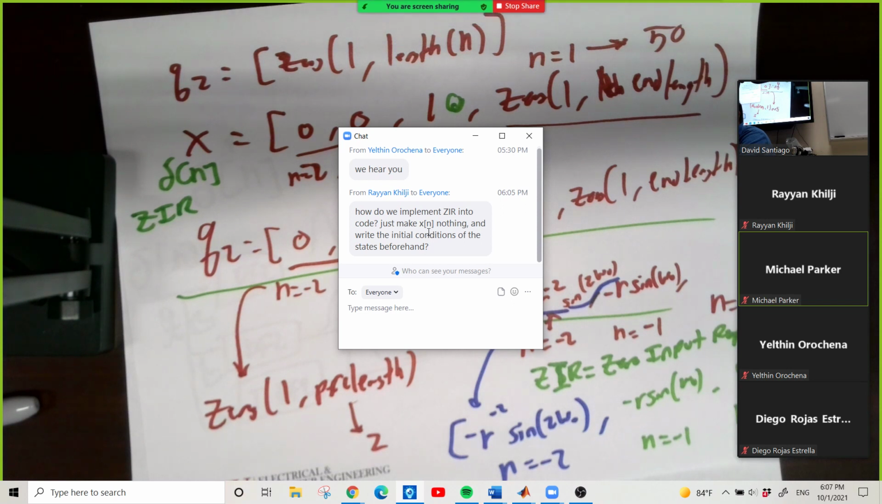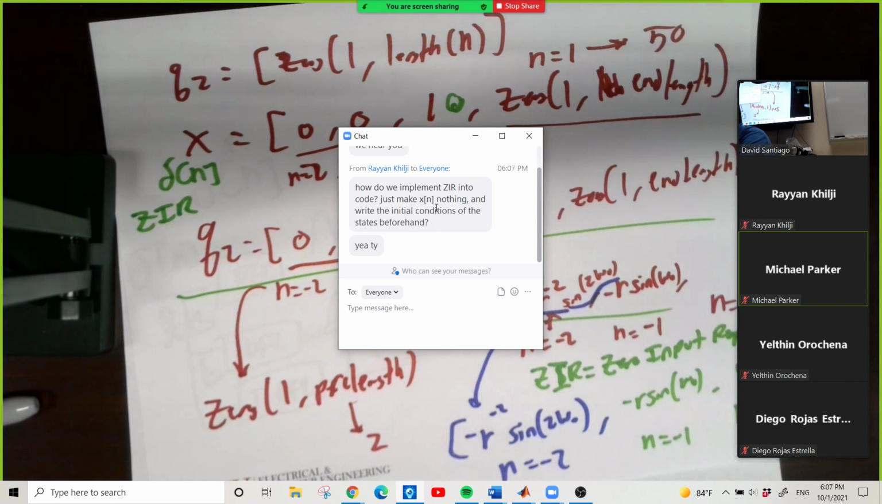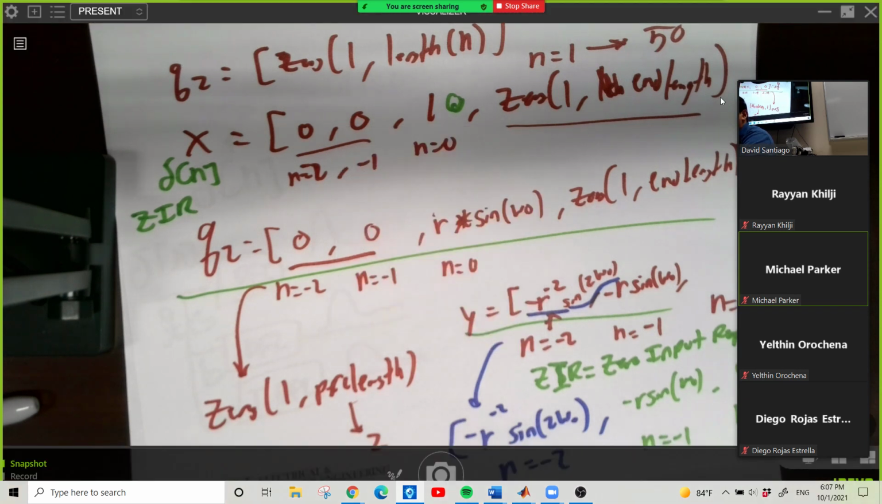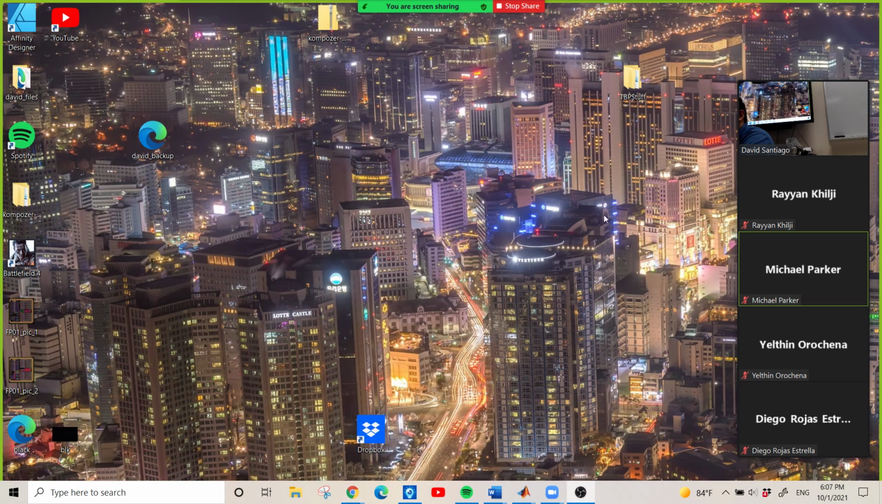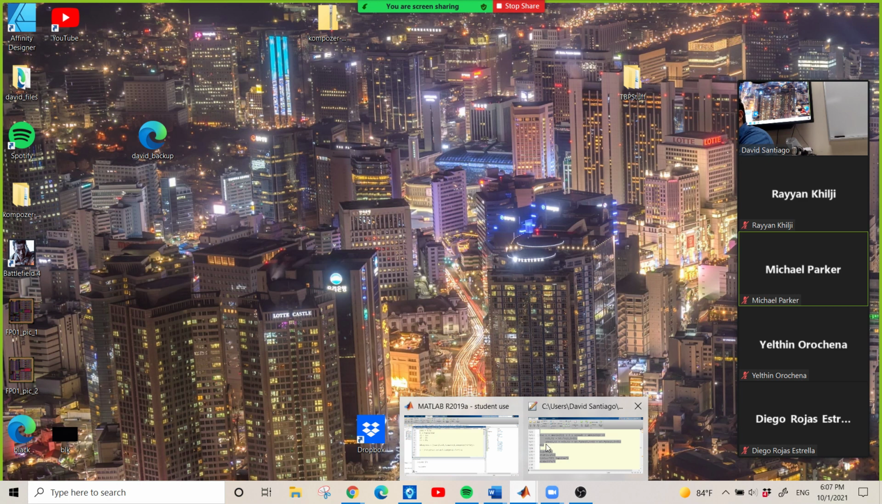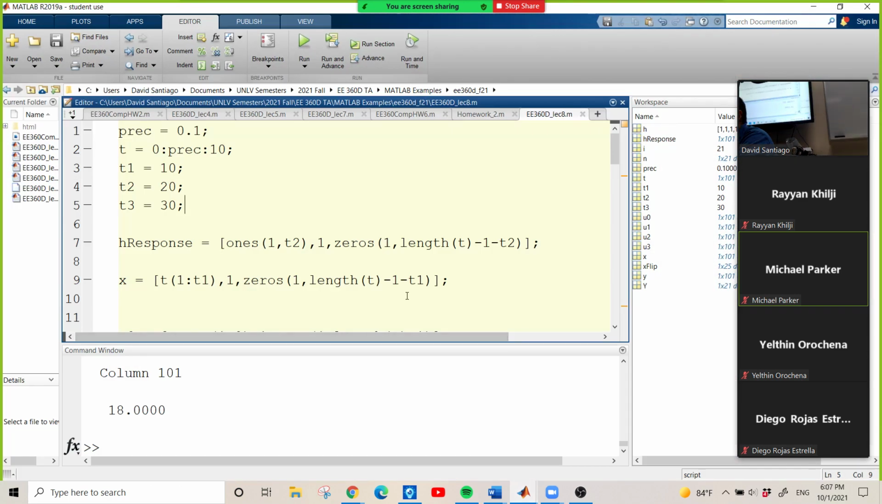How to implement? Just make X. Oh, don't make it nothing. You have to have a vector in there, obviously. So point is, and here's one thing all the engineers like to do. They do the assignment, but they're not playing with the assignment. Actually, should I get to the code? No, I'll show you that code later.